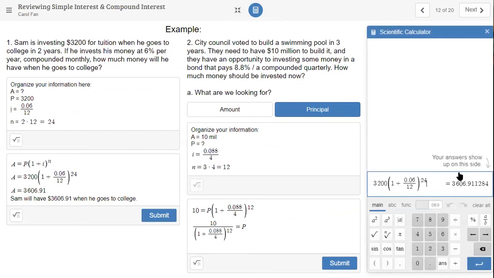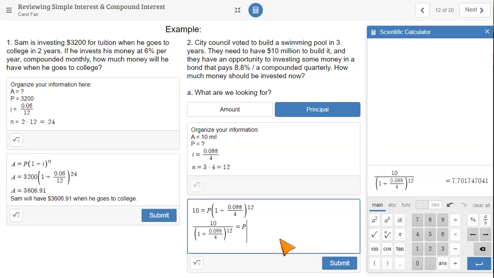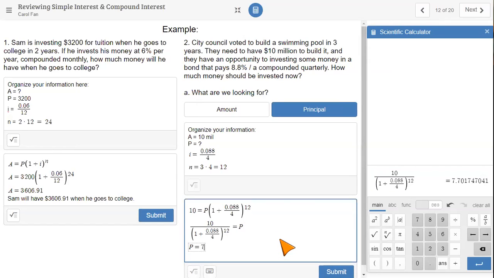So let's put this into our calculator to solve for the principal. 10 divided by 1 plus 0.088 divided by 4, to the power of 12. So P is equal to 7.70. Now remember, we're expressing our amount in millions. So since that was 10 million, we're looking at a principal of 7.7 million. So City Council should invest 7.7 million now.